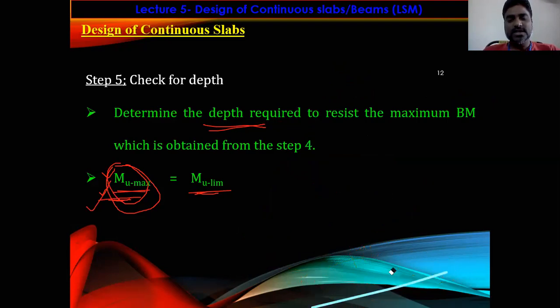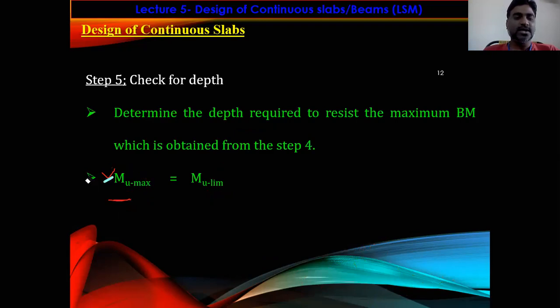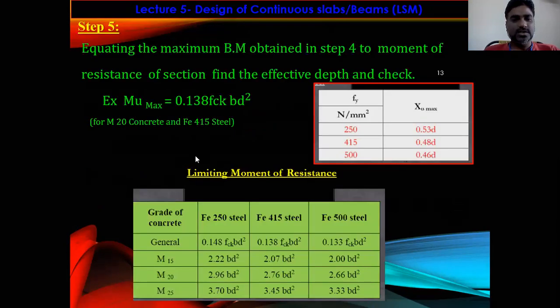What are the further steps next? Next step is you need to determine the what? Reinforcement. Yeah, the Mu limit, whatever I told you just now, Mu limit is not max. Sorry, Mu max equal to Mu limit, right? That Mu limit depends upon the grade of steel, which is provided in IS 456 2000. This table is already available in your IS 456 2000. That is fy versus Xu max.